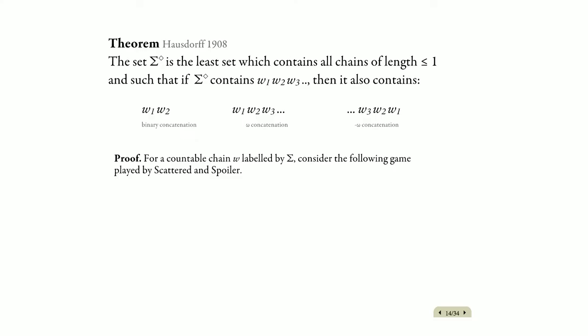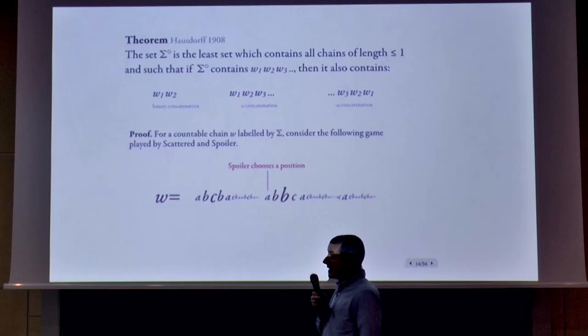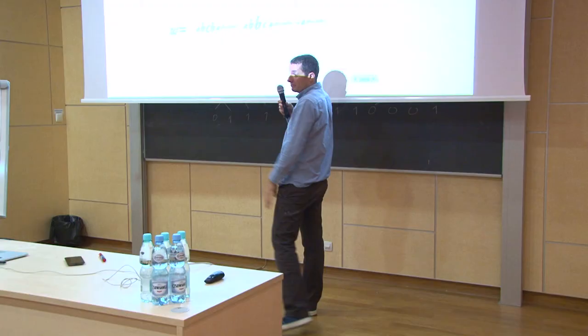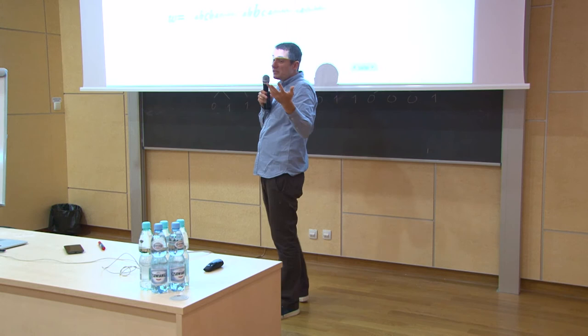So you start with your chain, and the dense player, the spoiler player, says, here's the middle of the rational numbers. And he claims, well, if it's dense, then you can split it into two parts such that it's dense here and dense here. That's what he's trying to say. So the spoiler picks a position, and implicitly he's claiming it's dense here and it's dense here.